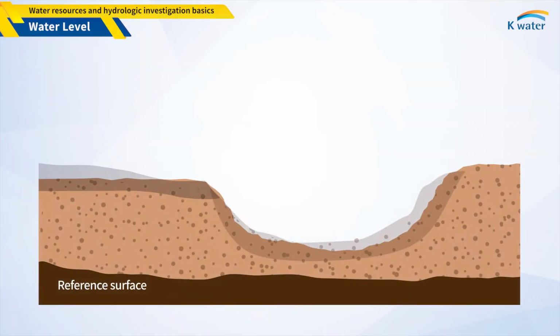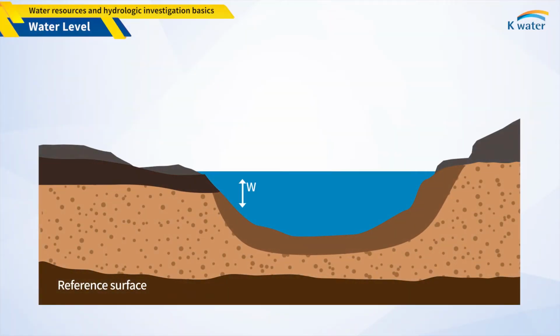Now let's take a closer look at the water level measurement. Water level refers to the height from a certain reference surface to the surface of a river, and the average sea level of Incheon Bay is used for the height reference in Korea.